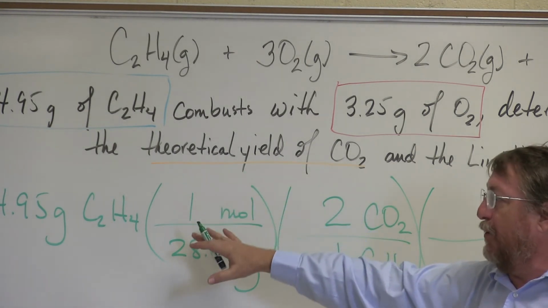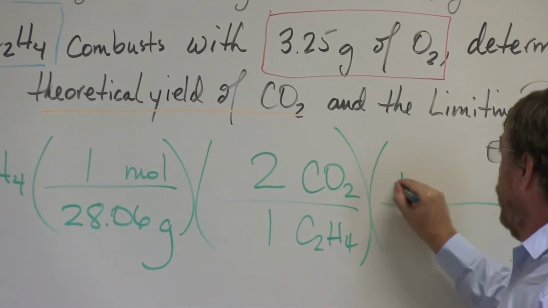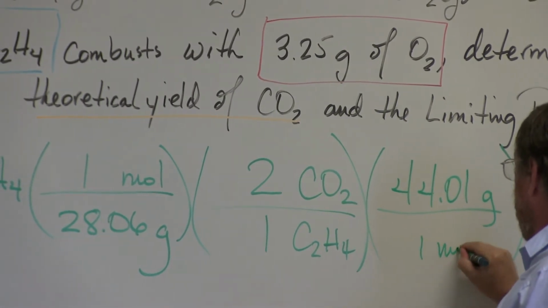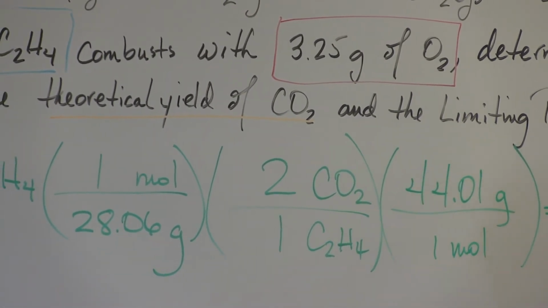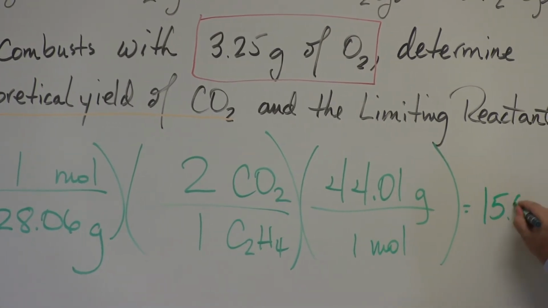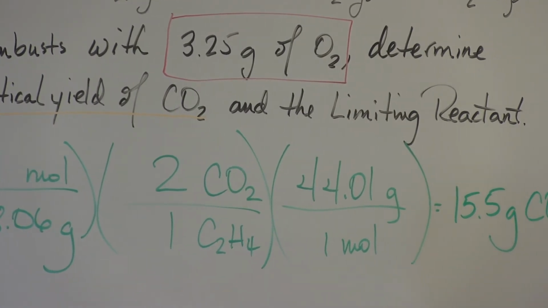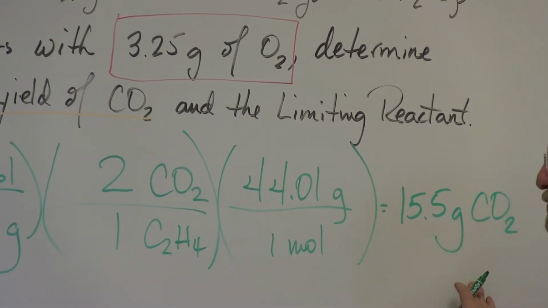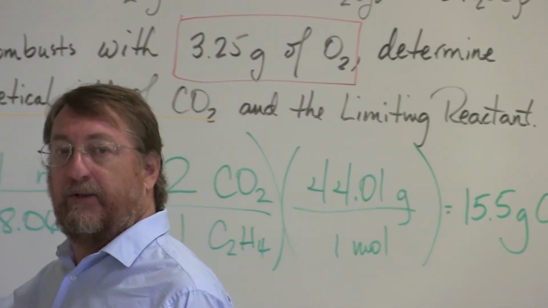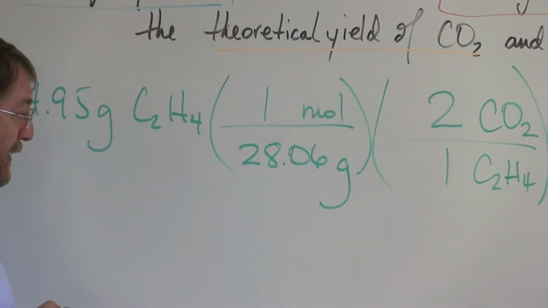I've converted from my moles of what we call A, which is C2H4, to my moles of B, which is CO2. CO2 has a molar mass of 44.01 grams per mole. Okay, so I'm going to do this calculation. When I do this calculation, I'm going to get 15.5 grams of CO2. So 15.5 grams of CO2 will be produced if all the ethylene is consumed. That's all we need, is all the ethylene to be consumed. Well, that might happen, it might not.